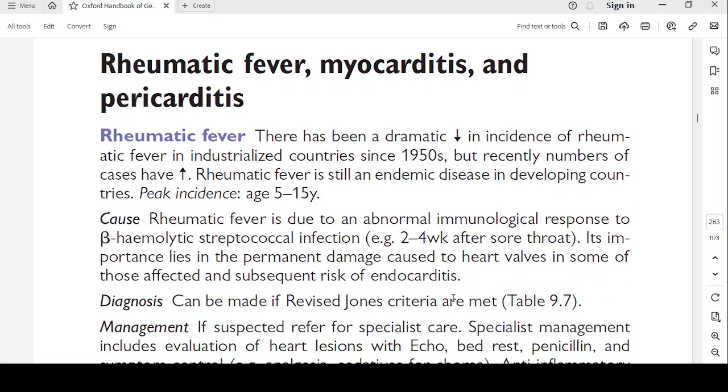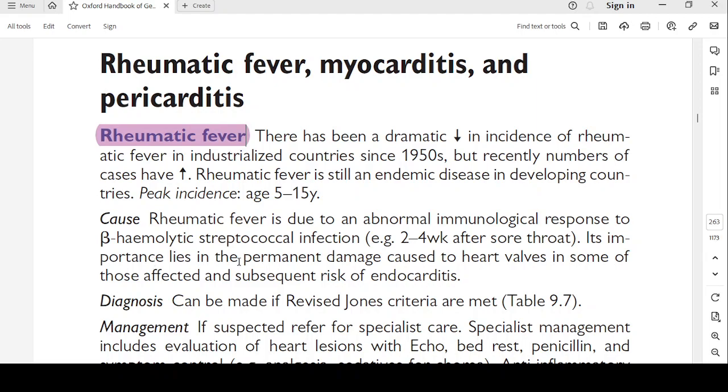Rheumatic fever, myocarditis and pericarditis. Rheumatic fever. There has been a dramatic decrease in incidence of rheumatic fever in the industrialized countries since the 1950s, but recently numbers have increased. Rheumatic fever is still an endemic disease in developing countries. Peak incidence is 5 to 15 years of age. Cause: rheumatic fever is due to an abnormal immunological response to beta hemolytic streptococci infection, for example 2 to 4 weeks after a sore throat.